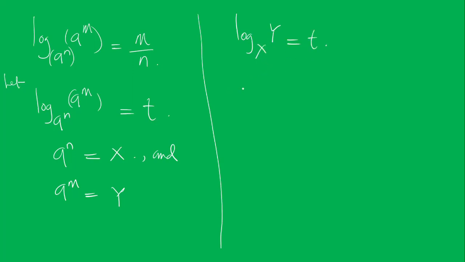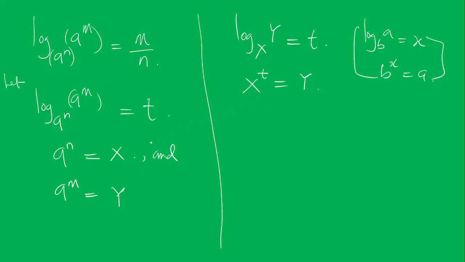Now, this statement, you reconvert to indices, according to the law of indices. If you have log a base b equal to x, it is the same thing as b to the power x is equal to a. According to this rule, log y base x equal to t is the same thing as saying x to the power t is equal to y.